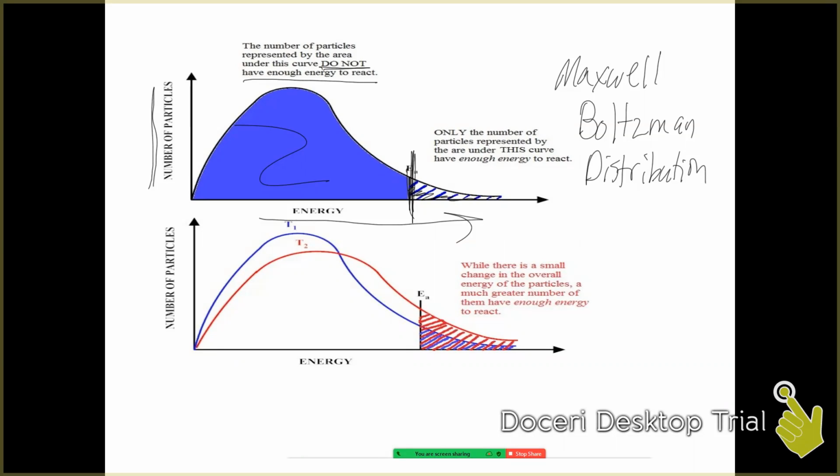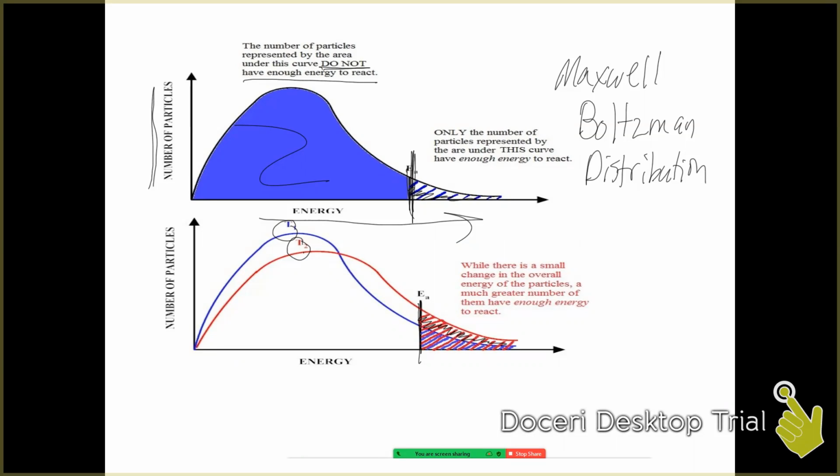On the other one, you can see there's a T2 and there's a T1. So the T2 has increased the temperature a little bit. And in that process, it also increased how many particles are now able to collide, get to that activation energy, and then produce those products. So that might be a small change in the overall energy, but it gives you a greater number of particles that have enough energy to react and to form the product.